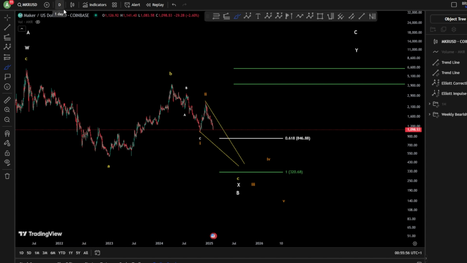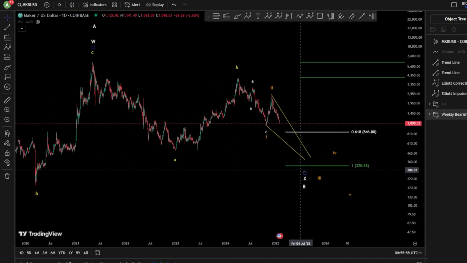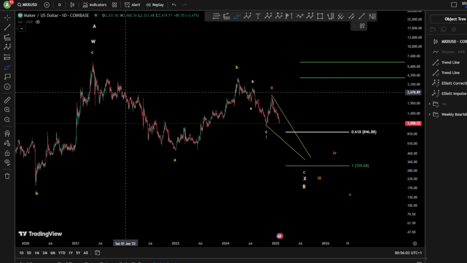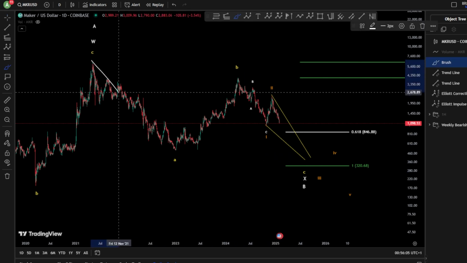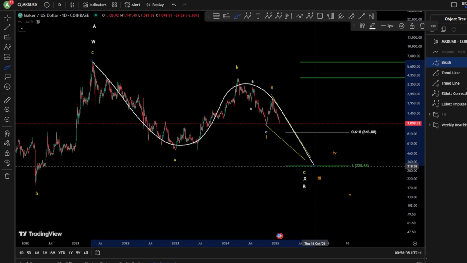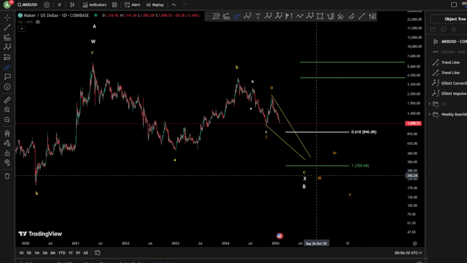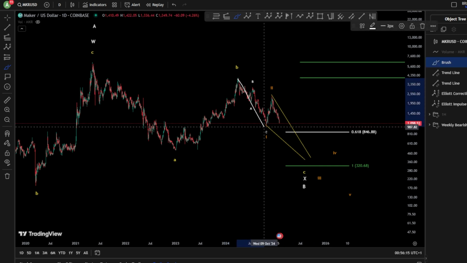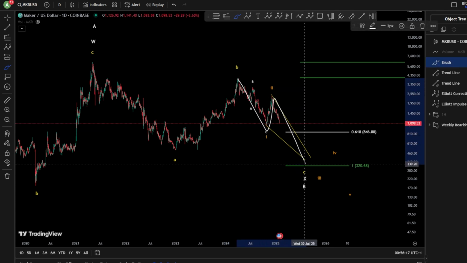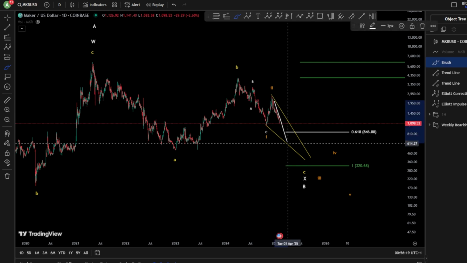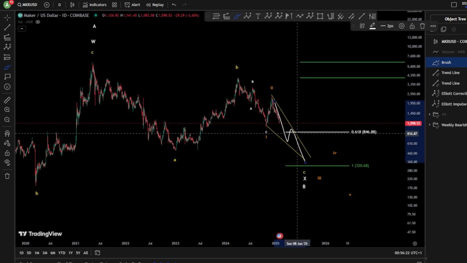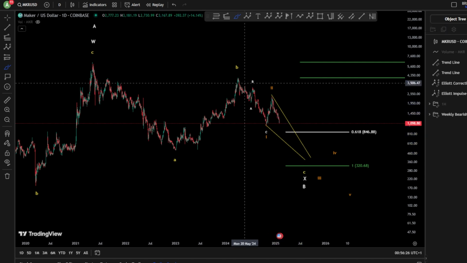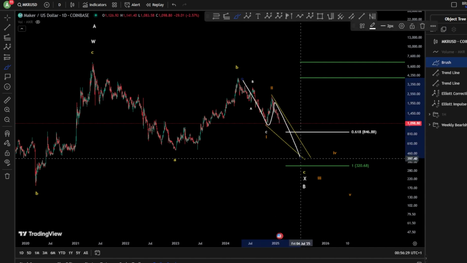Now, the time required to finish this wave C first is in between those levels. By the way, I would like to mention that there is a case scenario that this can be WXY, which can be finished between 0.618 and the 1-to-1 fib level as well. So it can be even an A, B, and a C as well. It is not necessarily only a contracting diagonal, because when we finish this as a contracting diagonal, it's going to look like an ABC, like a zigzag.